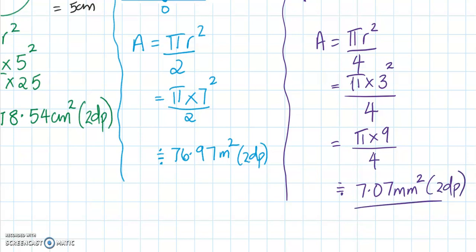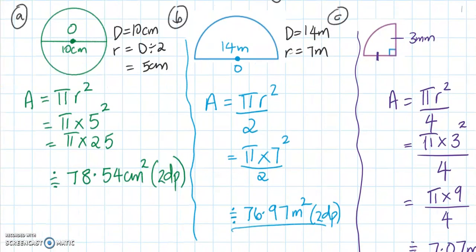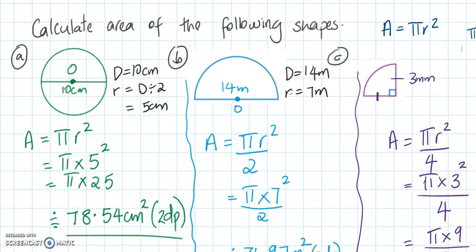Okay, so these are your 3 examples of how to find the area of a circle when you have a full circle, half a circle, or a quarter of a circle.